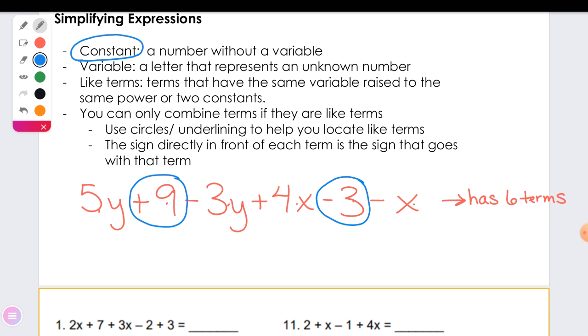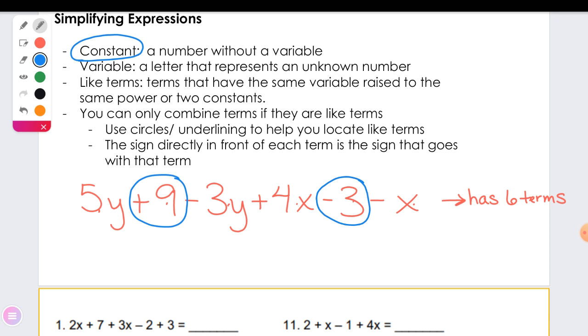So like terms, again, lots of vocab here, are terms that have the same variable raised to the same power. You can only combine terms if they are like terms. Use circles or underlining to help you locate like terms. The sign directly in front of each term is the sign that goes with them. We can simplify this by combining terms that are like terms. And again, remember we go alphabetical order and then our constants at the back.